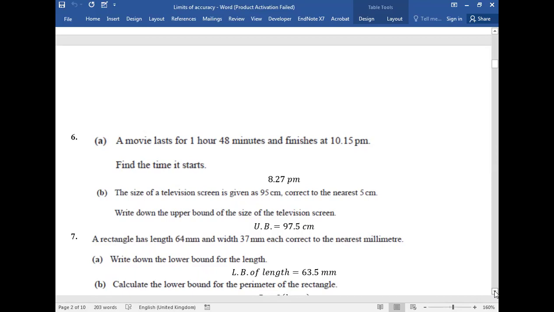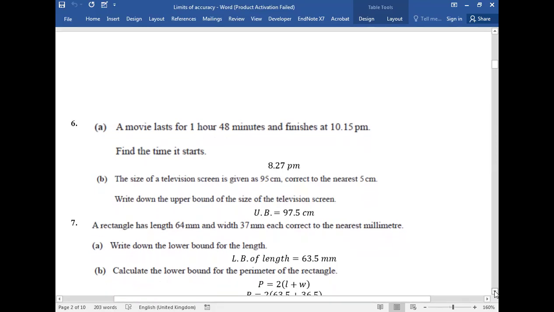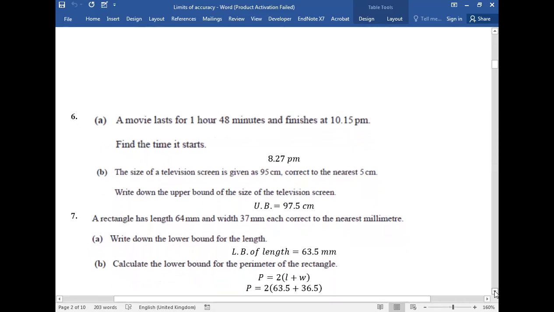Now the next part is asking us the perimeter of the rectangle. How do we calculate perimeter? Technically कैसे calculate करें? सबको add करते हैं, length plus breadth plus length plus width, right? इसको short करके 2l plus 2 breadth या 2 bracket l plus b लिख देते हैं. So if I want the lower bound, the smallest possible value of the perimeter, what should I do? Very good. Lower bound of length and lower bound of breadth or width. Is that right? Length का lower bound is 63.5. Width का lower bound is 36.5. You can write it as 2l plus 2w or 2 bracket l plus w.